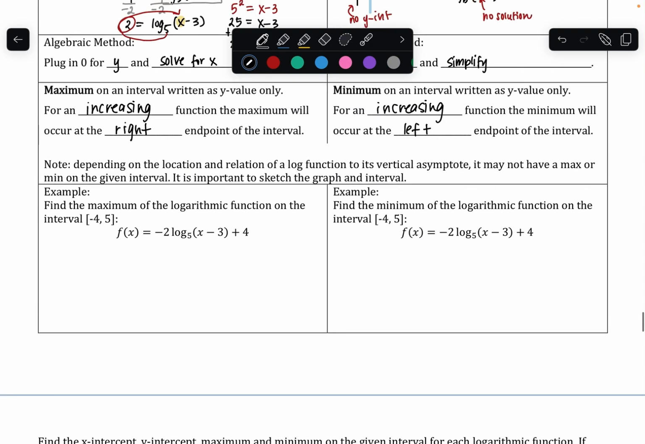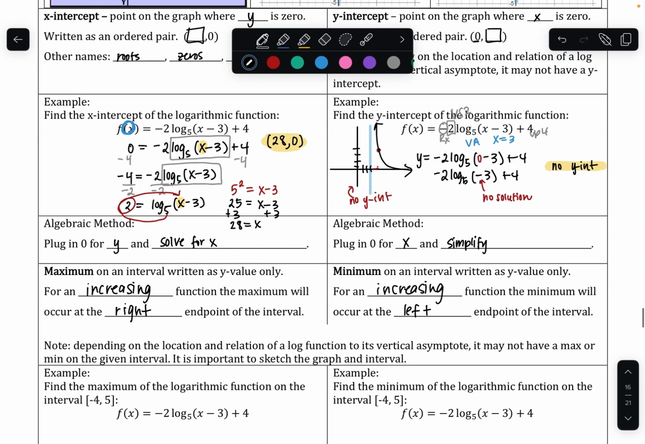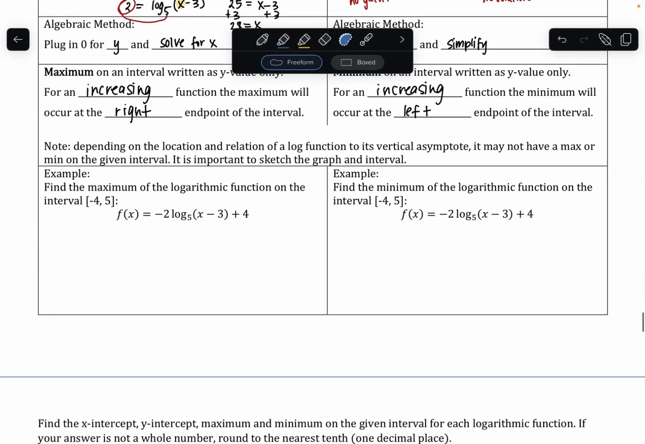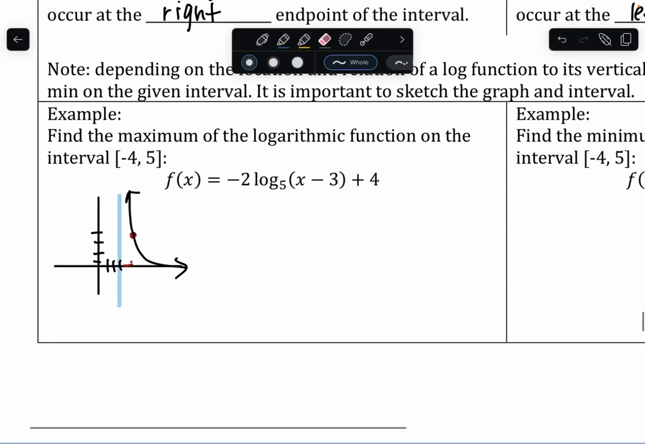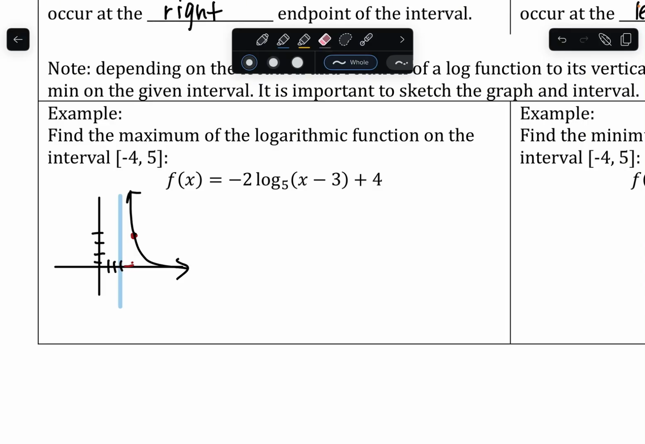Okay, so looking at this example, we're still working with the same function. And so I'm going to grab the graph here so that we have something to look at. Okay, so it's been reflected across the x-axis, so it's tail up, and then we have a vertical asymptote at 3. And so it is a decreasing function, and now we just need to graph our interval. And so remember, when you're given an interval, those are x values. X equals -4 to x equals 5.